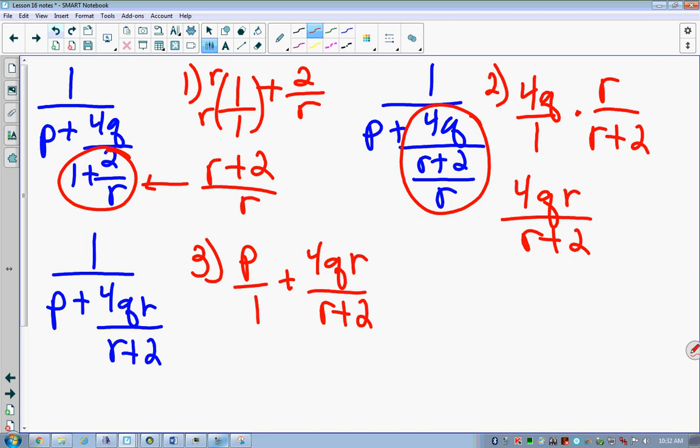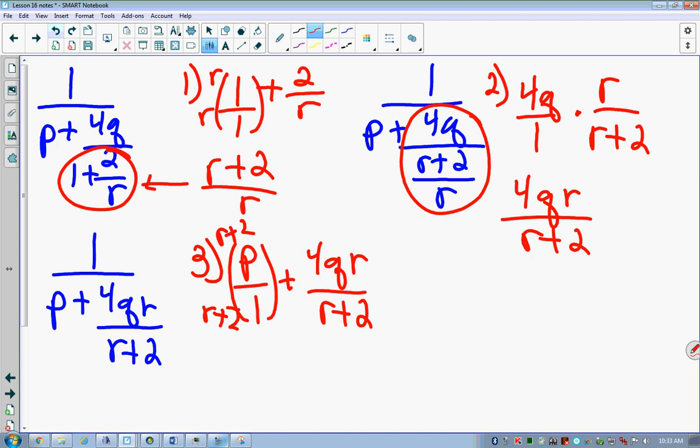What do I have to have? Common denominator. What's my common denominator? R plus 2. So I have to multiply the numerator and the denominator. A lot of times people will stop doing this because it looks complicated, right? It is somewhat complicated, but it's not anything that you can't do. What am I going to have to do with the numerator, though? With this r plus 2 and this p?